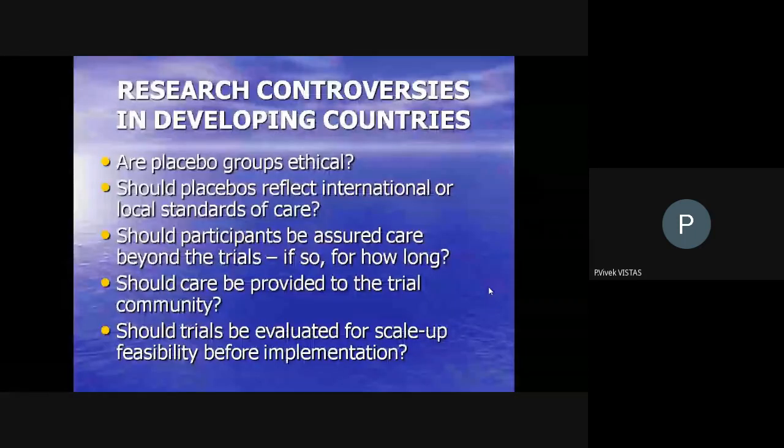So, research controversies in developing countries. Should placebos reflect international or local standards of care? Should participants be assured care beyond the trials? If so, for how long? Should care be provided to the trial community? Should trials be evaluated for scale-up feasibility before implementation? So these are some controversies that arise in developing countries. So these things we need to consider before moving into the human subjects.